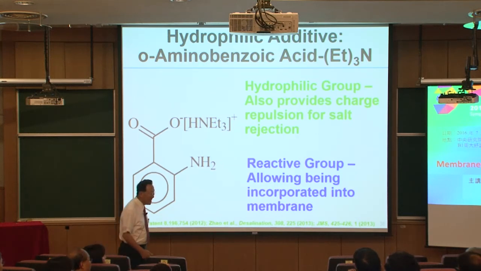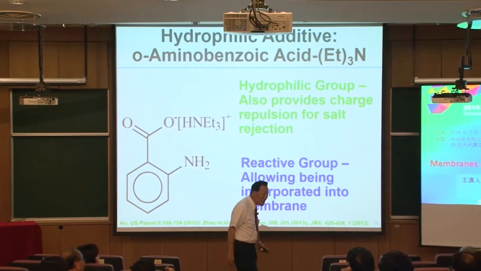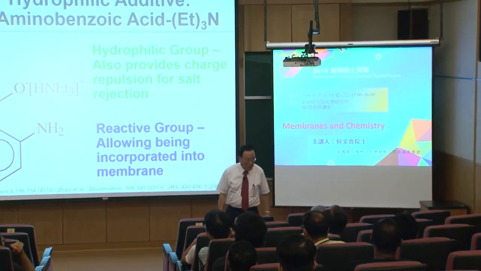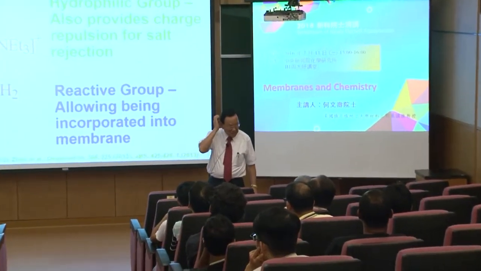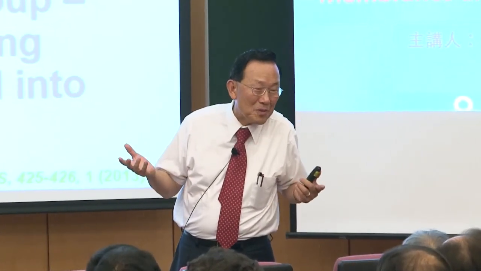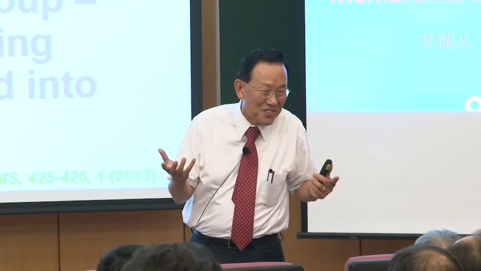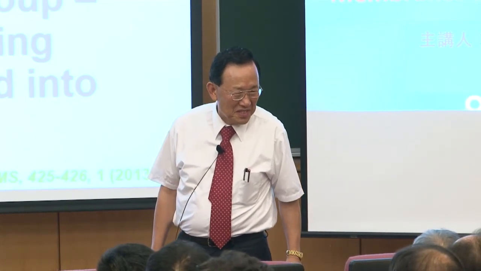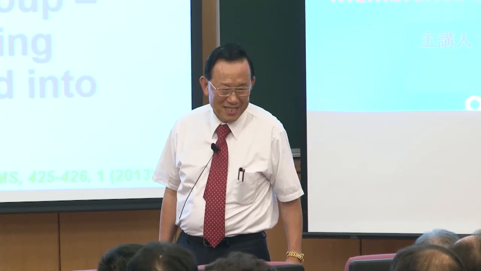You build up a Donnan potential very quickly. Yes, the Donnan potential. So the repulsion is the potential, because you carry the negative charge. The membrane is negative charge. Yeah, that's right.